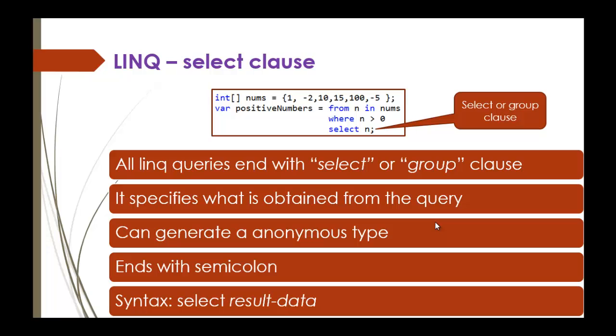So the main usage of select is this: all LINQ queries end with a select or group clause. Keep in mind, all LINQ queries start with the from operator, and all LINQ queries end with a select or group clause. Here we are going to learn only the select part. It specifies what is obtained from the query, that is, the output of this LINQ query. It can generate an anonymous type. In the coming session, we'll understand what an anonymous type is, and you can observe it ends with a semicolon. The syntax is select and the result data, that is, the query variable we are passing as the result data. We'll implement it in the code also.